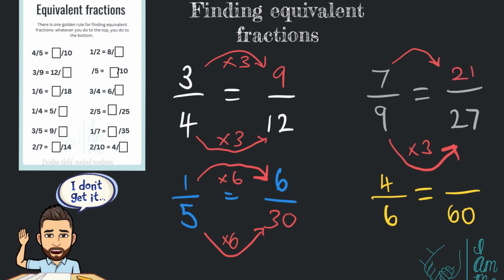This time, the denominator again. 6 times by something equals 60. 6 times by 10, so 4 times by 10 equals 40.